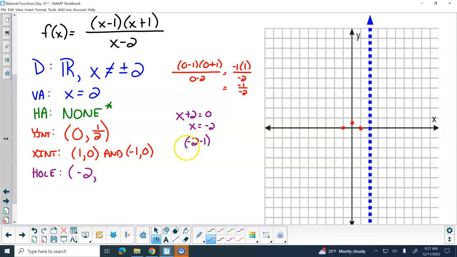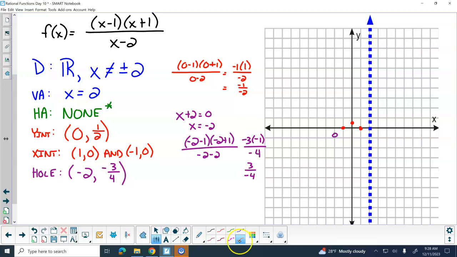-2 minus 1, -2 plus 1, all over -2 minus 2. -2 minus 1 is -3. -2 plus 1 is -1. -2 minus 2 is -4. So I get 3 over -4. Yes? Okay. Now, I'm just guessing, it appears to me that we have plenty of points on the left zone of our graph so far. Okay. All right.